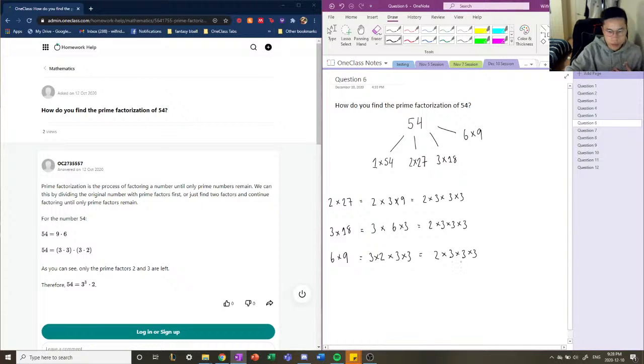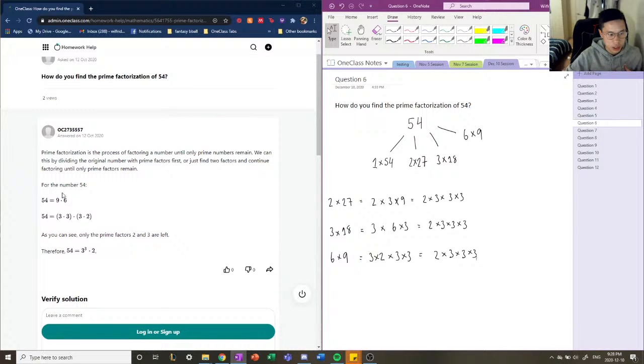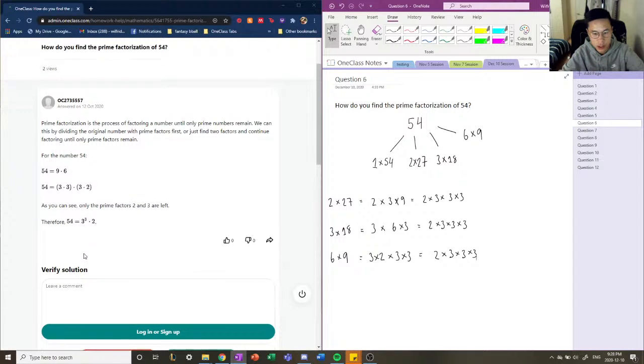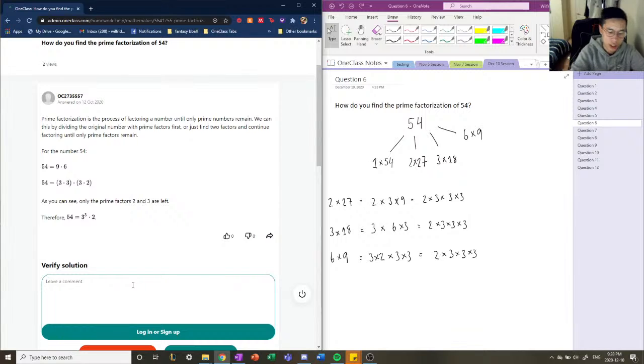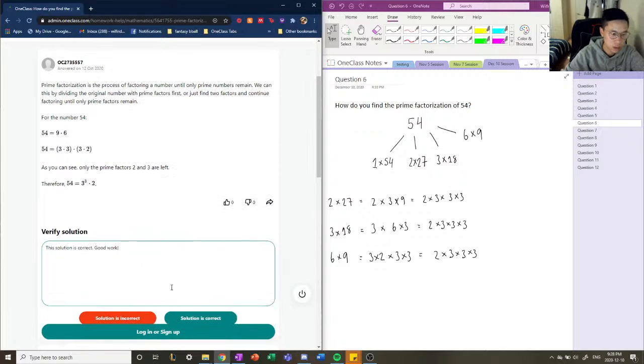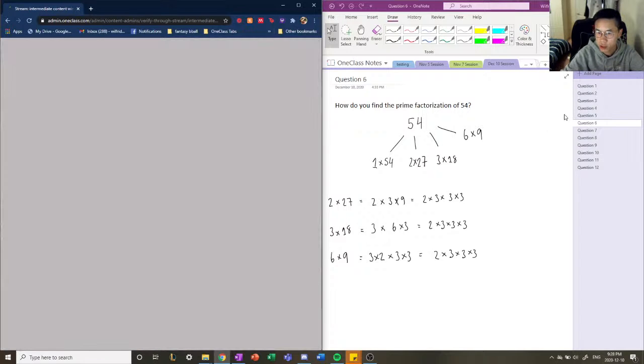So the junior tutor used the 6 and 9 pairing to find our prime factorization, and then they changed the form to be 3 cubed times 2, which is perfectly valid. So this solution is correct. Good work. All right, let's move on to question number 7.